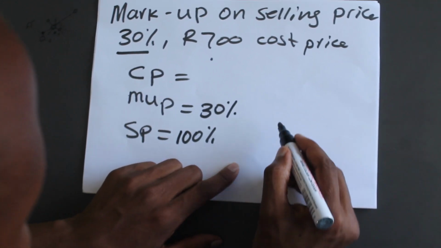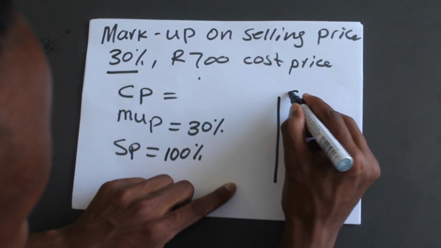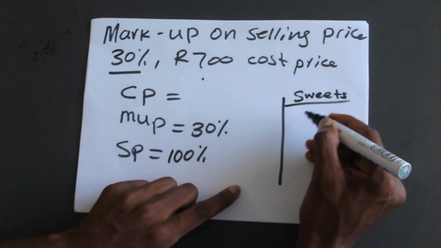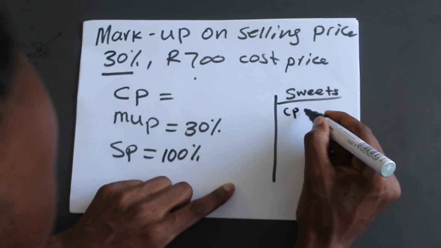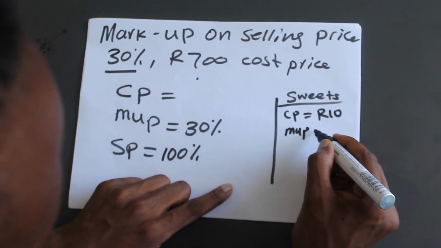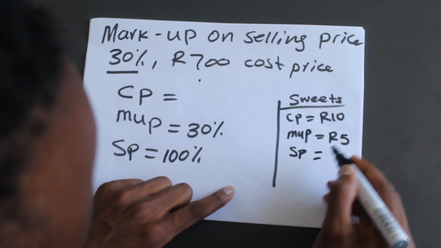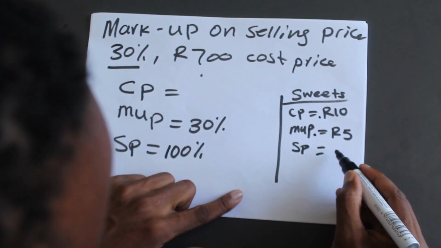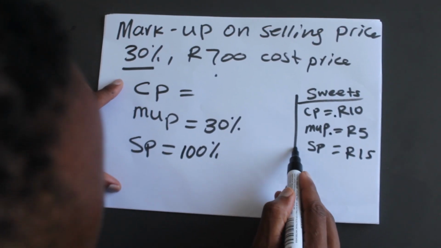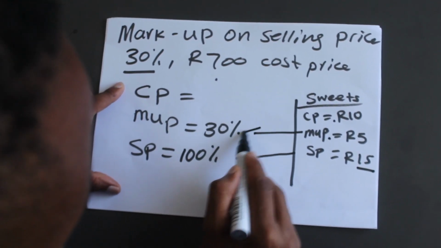Again, let's say you are selling sweets, and the cost price of the sweet is 10 Rand. The markup, which is your profit, is equal to 5 Rand. Your selling price is going to be your cost price plus your markup, which is 15 Rand. So your selling price is equal to 100%, which is 15 Rand, and your profit is equal to 30%.